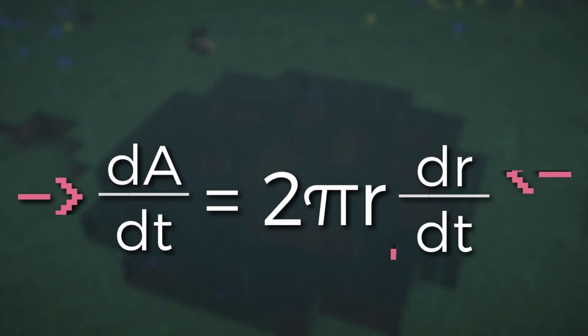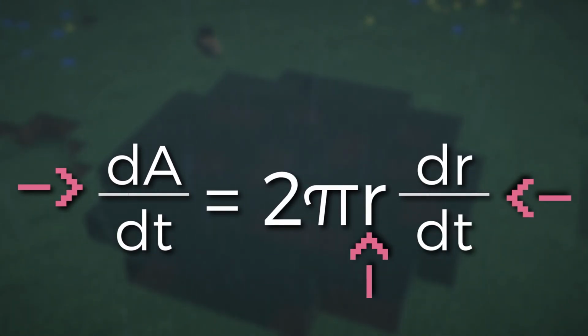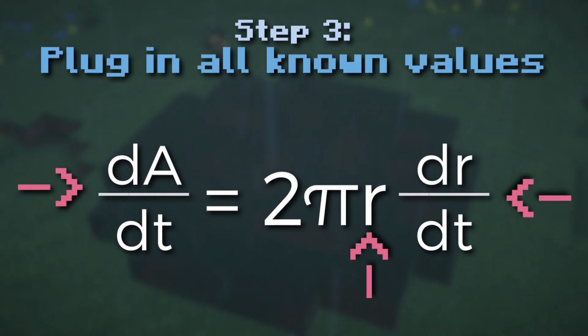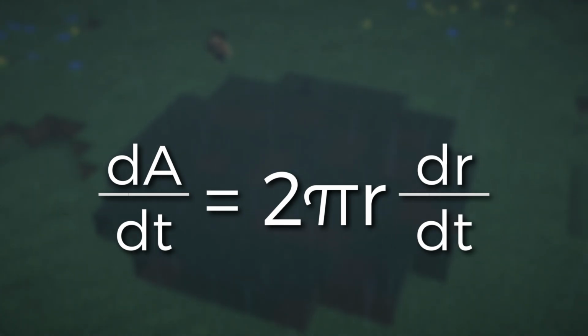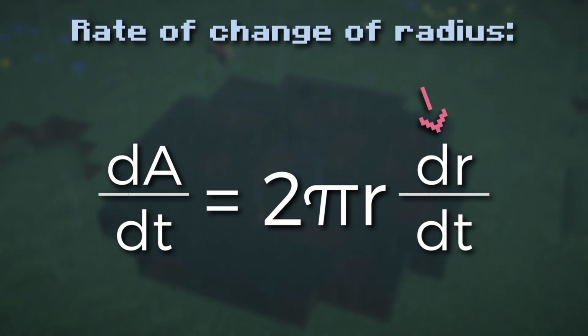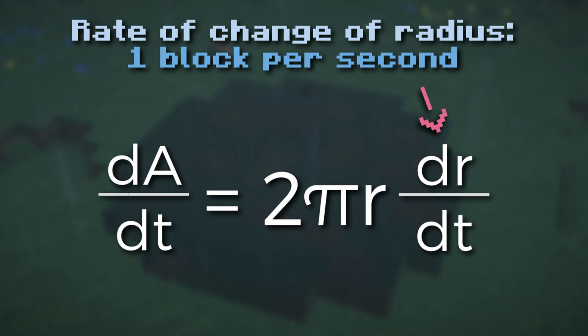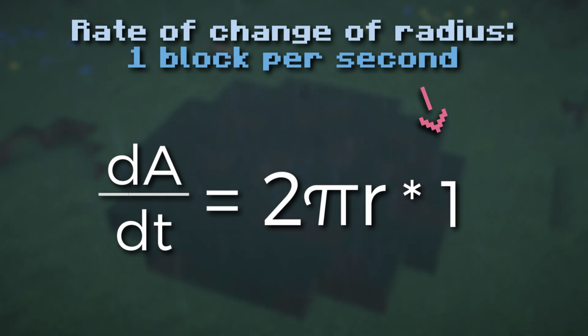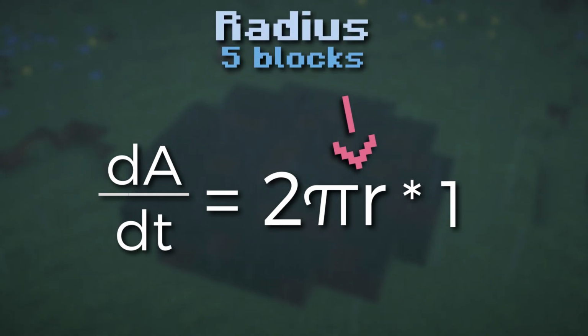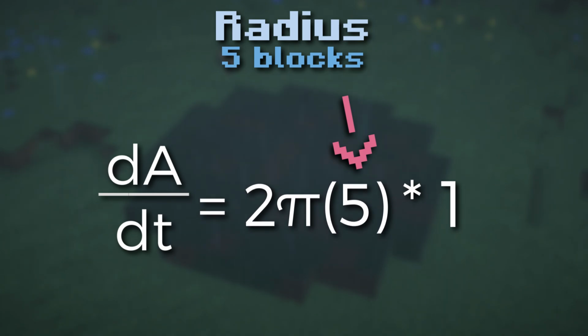Okay, so this equation actually has 3 variables. Our third step is now to plug in all the values. Reading the problem, we see that the rate of change of the radius is constant at 1 block per second, so we plug that into dr over dt. Now the question asks what the rate of change of the area is once the radius hits 5 blocks, so 5 is going to be our r.